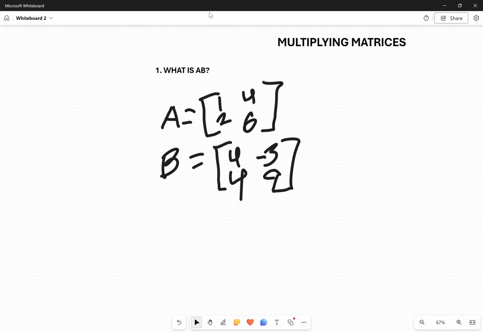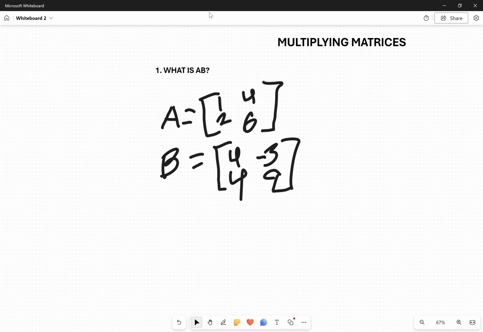Real quick though, before we start, I'm going to say a couple quick things just as an overview. First, ordering is important in terms of the letters in the question. If it asks for AB, you will get a different answer than if it was asking for BA. So be careful with that, make sure you're paying attention.